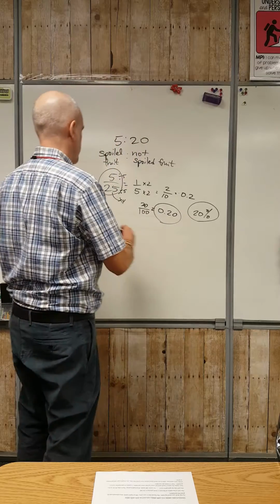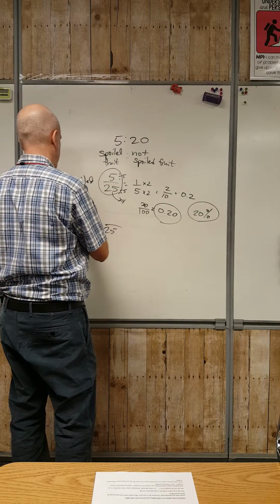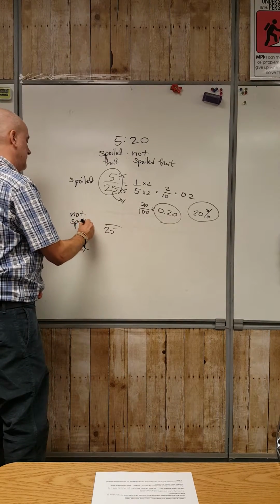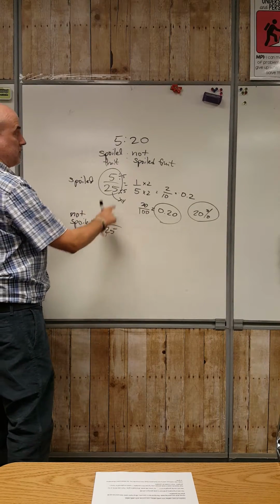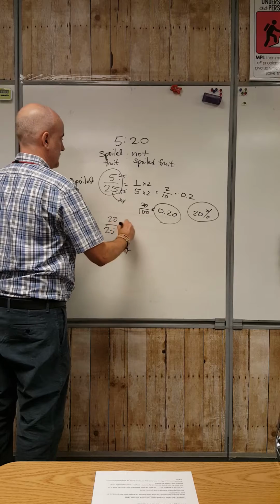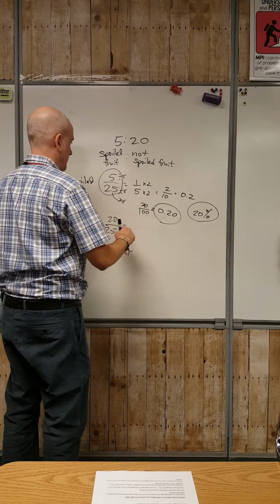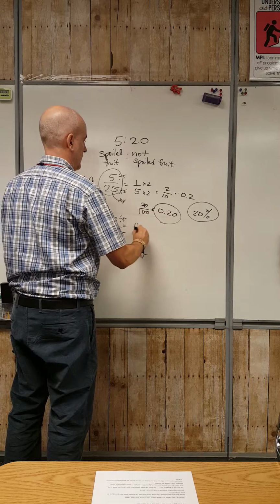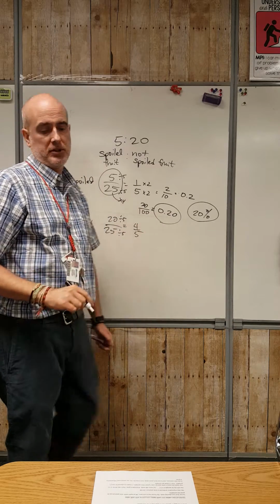Then it says, what fraction of the fruit is not spoiled? Well, there's still 25. So this is not spoiled. I still have 25. This time 20 out of 25 is not spoiled. So I could simplify that. If I divide by 5, 4/5 is not spoiled. Again, it says convert this to a decimal.